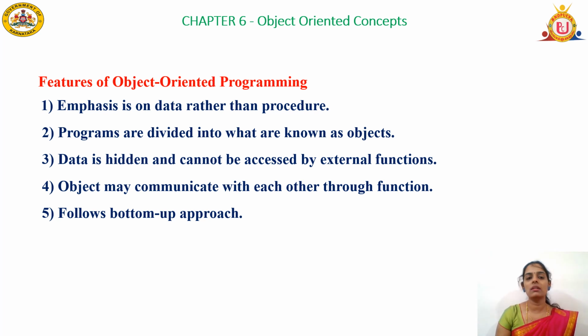Next, objects will communicate with each other through functions. When you store the data and functions in a particular class and instantiate it, objects will communicate with each other in order to perform the operations. Then it follows the bottom-up approach. In this design, we need to understand what the bottom-up approach is. In the bottom-up approach, the individual parts of the system are specified in detail.